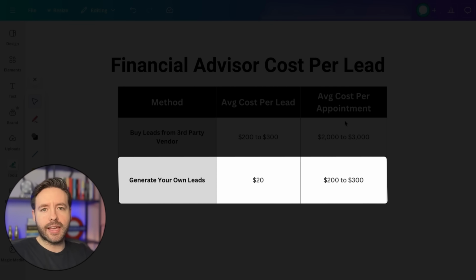And then from these leads, again, not all leads will convert into an appointment. And that's okay. That's totally normal. That's just how it works with marketing. However, because your cost per lead is so low, even if you only get 1 in 10 leads converting into an appointment, that's still a $200 cost per appointment that you're now paying.